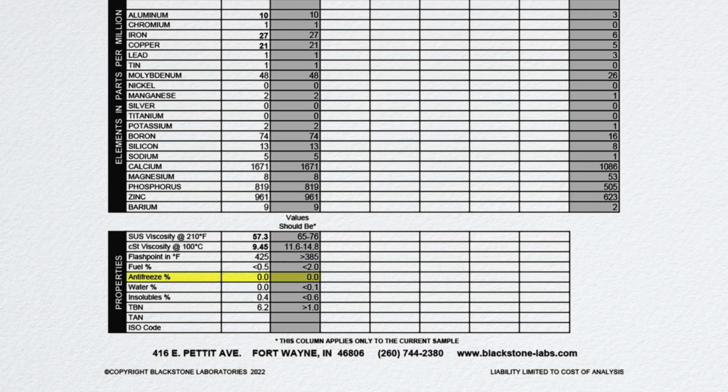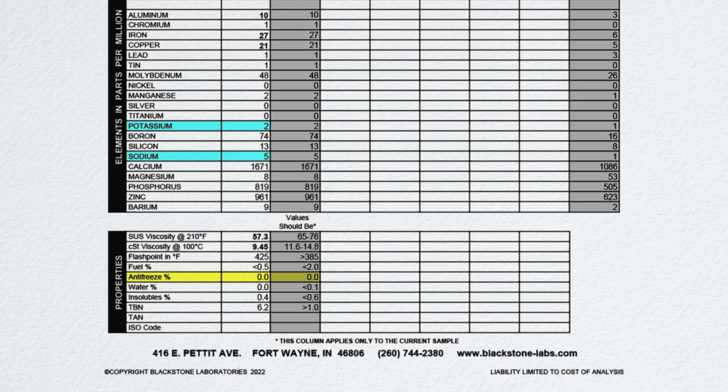Now there is an antifreeze calculation provided in the physical properties section. However, that is based upon the levels of potassium and sodium in the spectral results. So if you see 0.0% antifreeze present in the sample, then that would speak to potassium and sodium being low enough to rule out any measurable coolant contamination.